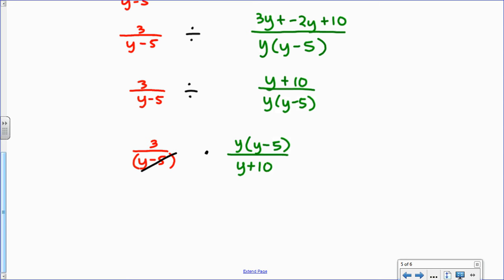Okay, cancel your y minus 5. Then you get 3 times y, which is 3y, over y plus 10. Okay.